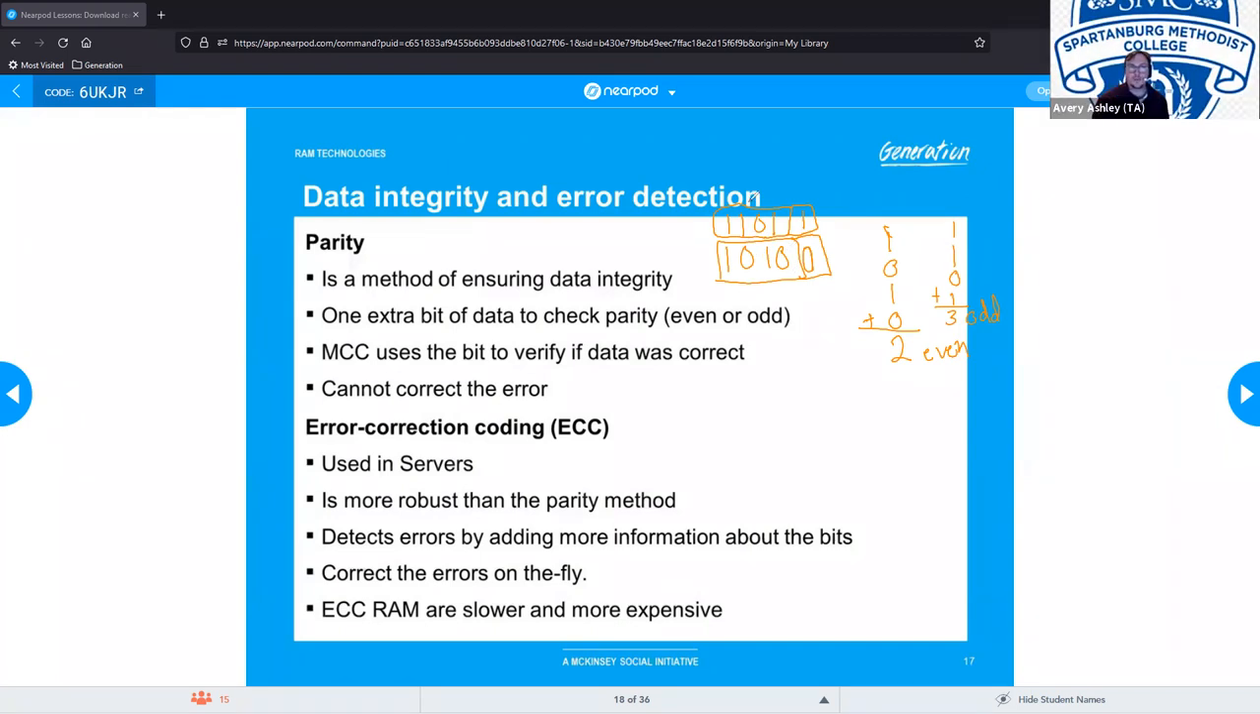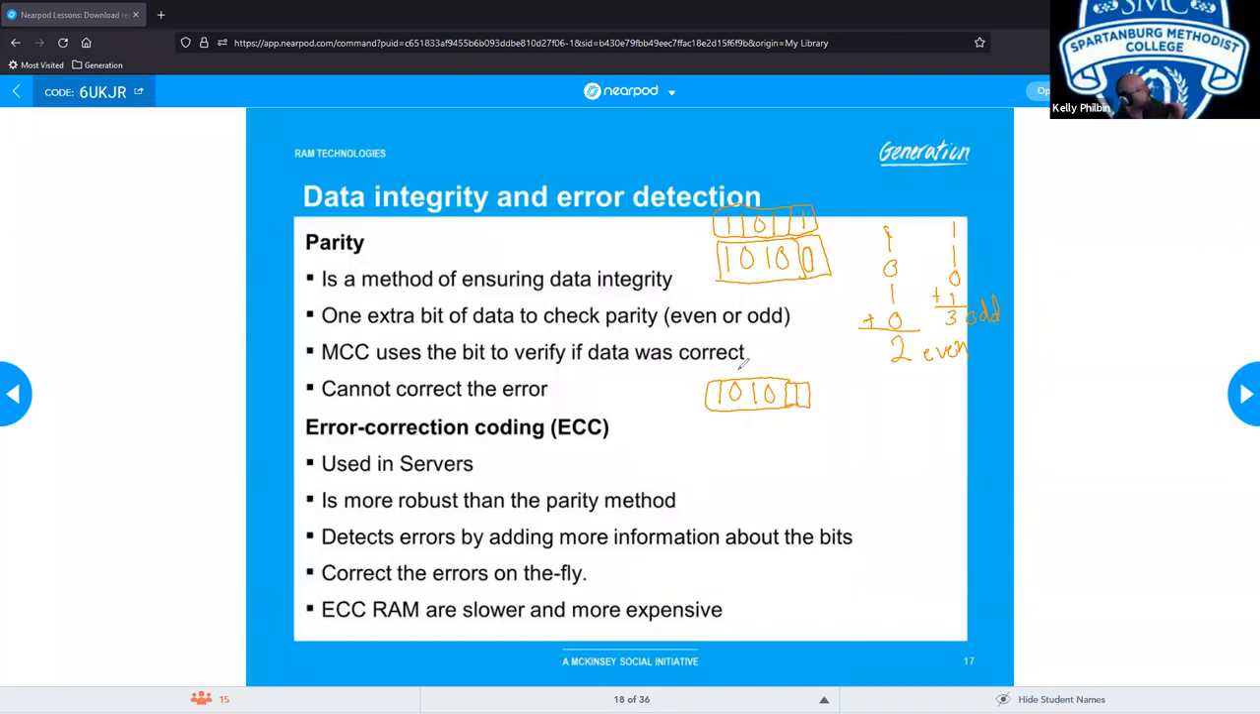So if we get a string of numbers, 1, 0, 1, 0, and the parity bit gives us 1, so 1 + 0 + 1 + 0, we already know that it's 2. And if this parity bit is 1, signifying that this should be odd, it'll realize, oh, there's some error. This data is not good, and it'll toss it out. You're saying if that's what it chose, then you know that there's a problem, right? Correct.